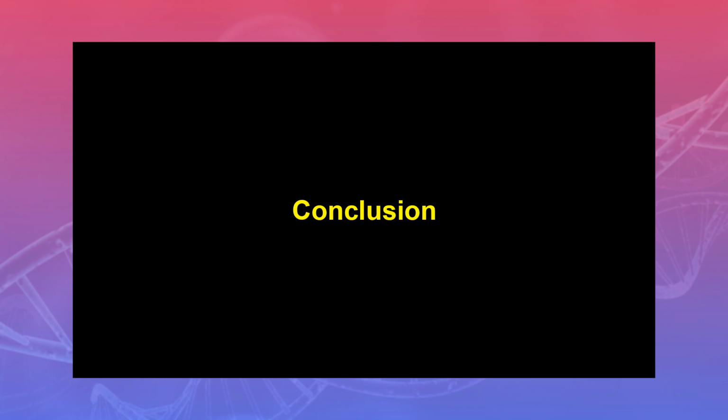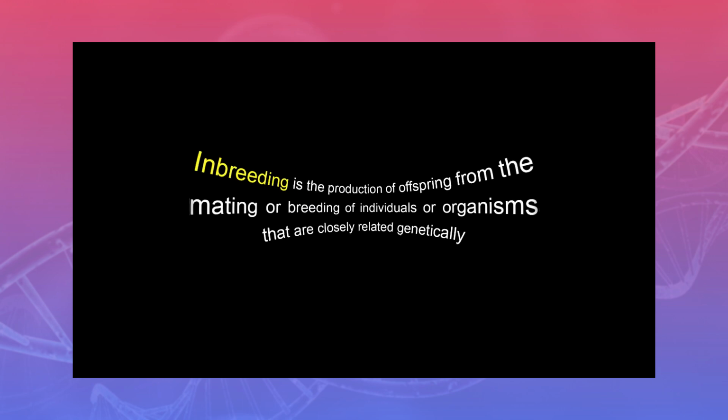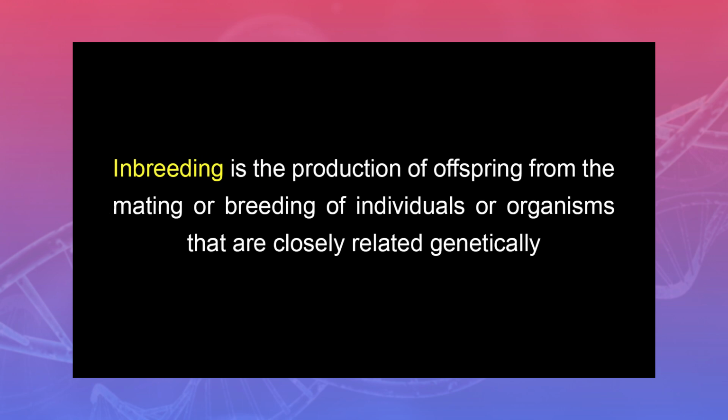Dear students, let's now summarize the lecture. Inbreeding is the production of offspring from the mating or breeding of individuals or organisms that are closely related genetically. By analogy, the term is used in human reproduction, but more commonly refers to the genetic disorders and other consequences that may arise from expression of deleterious or recessive traits resulting from incestuous sexual relationships and consanguinity.